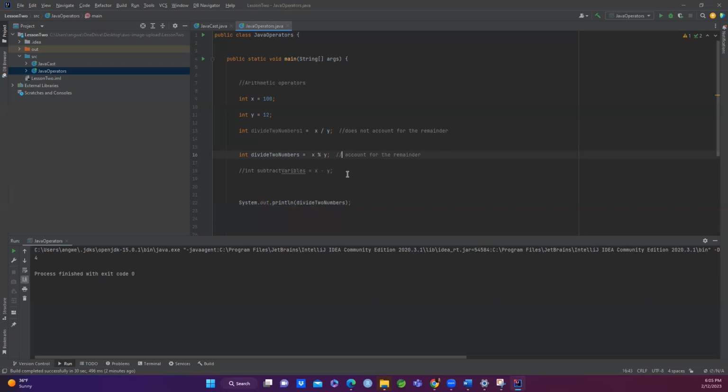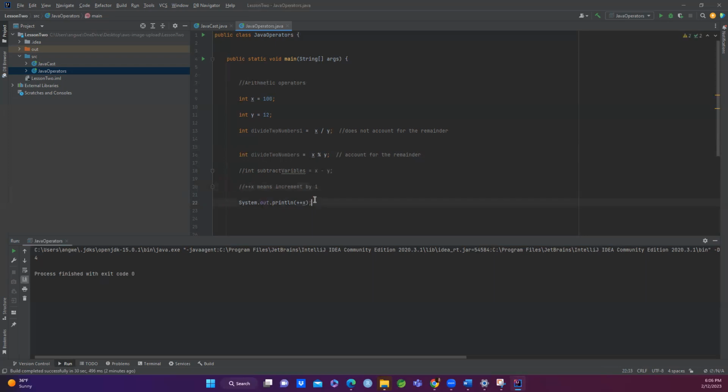The last two are increment and decrement. So, for example, if I say plus plus x right now, do you see line 22? Plus plus x means increment. You know what to increment is? It's to increase by 1. That's what it means. So I'll give you an example.